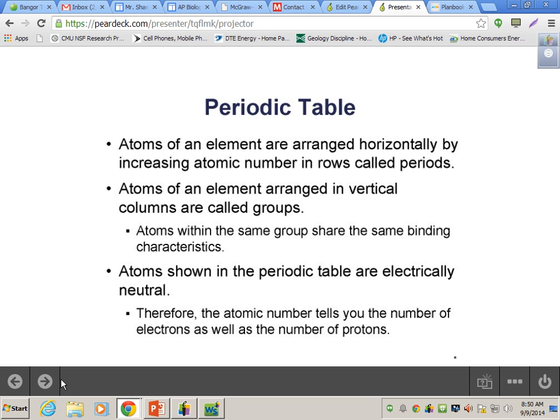So atoms of an element arranged horizontally by increasing atomic number are in rows called periods, and atoms of an element arranged in vertical columns are called groups.